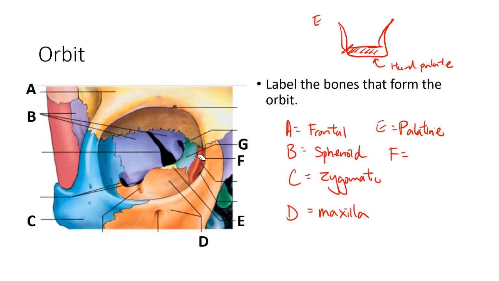F, anybody remember what F is? Remember there are 3 bones that form the medial side of your eye socket, right? So at the front, we have the maxilla. Behind it, we have the lacrimal. There are 2 lacrimal bones. And then G, which is behind it, it's the ethmoid bone, just 1. Okay, so there you go. 7 bones that make up your orbit, your eye socket.